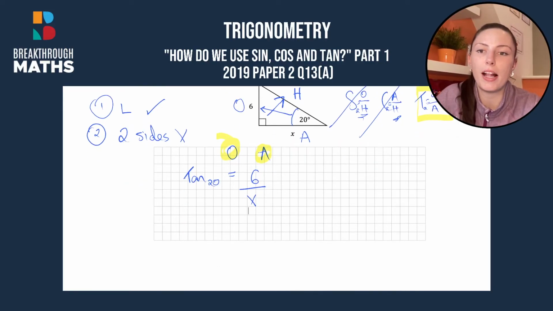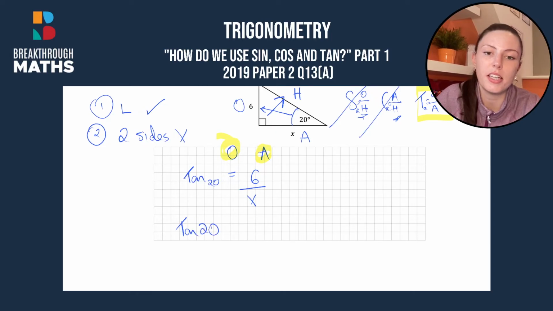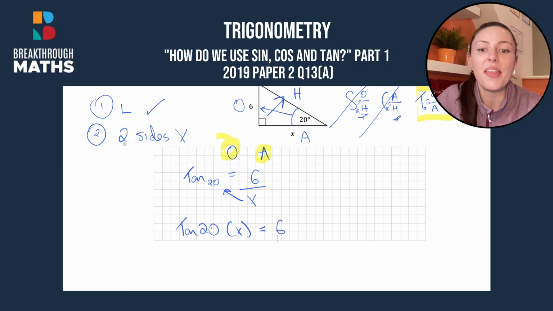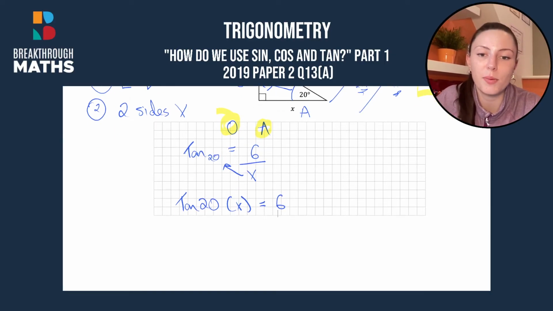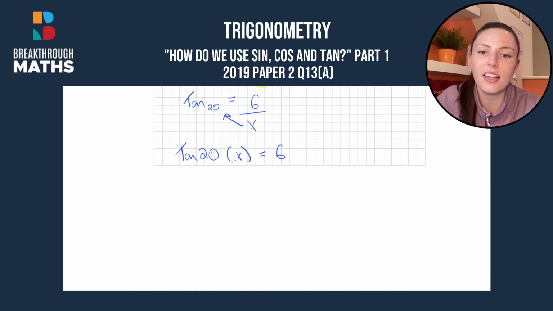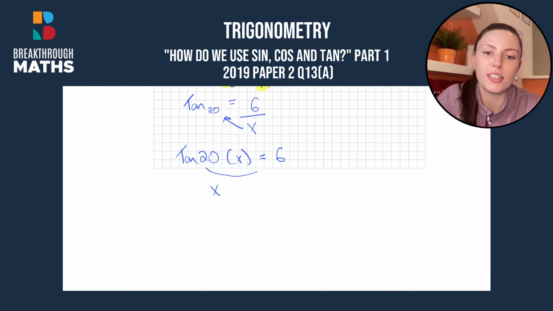Then just using some algebra, we'll bring x over. So we'll have the tan of 20 multiplied by x, because it was being divided here, is going to equal to 6. Then since we're trying to find what x is, we'll keep x on the left hand side and we'll bring under tan of 20. So we'll have 6 divided by the tan of 20 degrees.